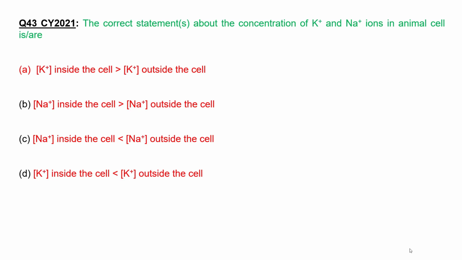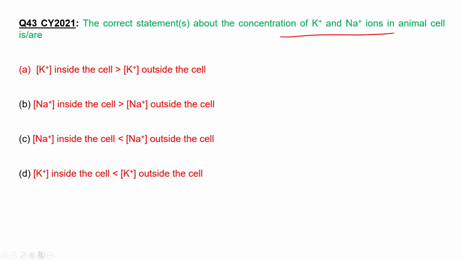Question 43, CY 2021, and the question is, you have to choose the correct statement among these four options about the concentration of K plus and Na plus ion in animal cell. Now we'll go through the options.